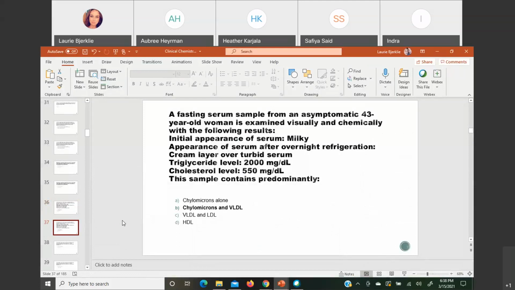VLDL does carry exogenous cholesterol, so cholesterol that you take in from food. And a cholesterol level of 550 is very high. We always tell people we want their cholesterol levels to be less than 200. So 550, very high. So that's telling us we have a lot of VLDL carrying all that cholesterol from the food. So in this case, she's supposed to be fasting. Obviously, she's just got a lot of lipid issues. Okay.